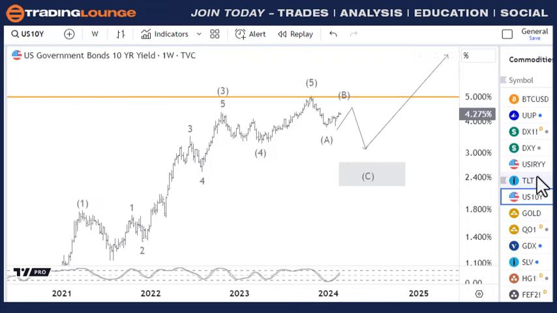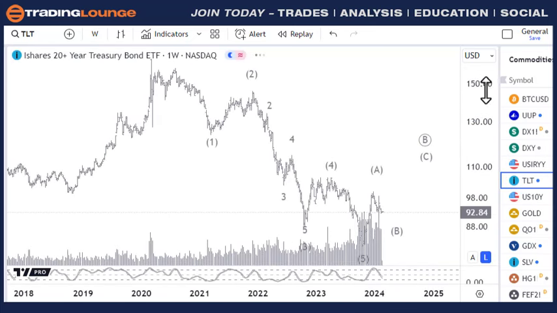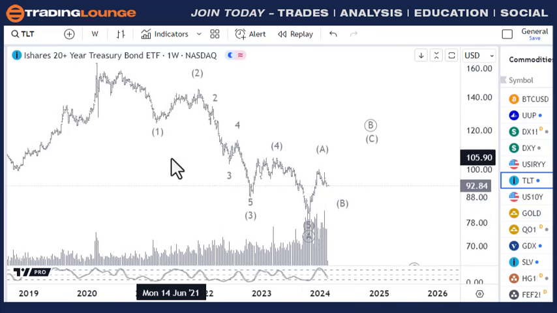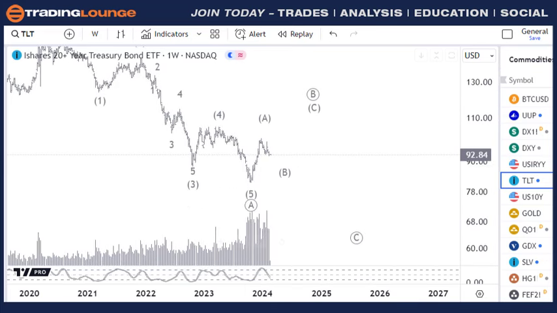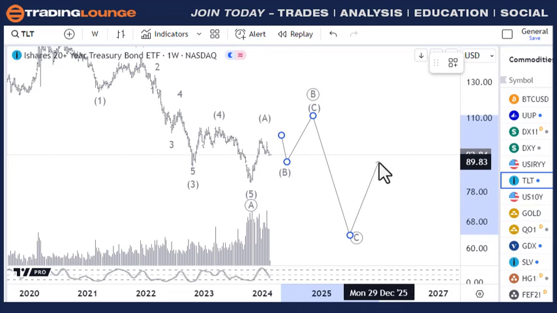And with this weekly chart here, obviously the bonds are doing the mirror opposite. So while the yield is moving up, we're seeing the bond move down, and we'll see this situation here where we'll see the A, the B, and the C wave here. So an A wave, a B wave, and a C wave, and then continue down at that point.